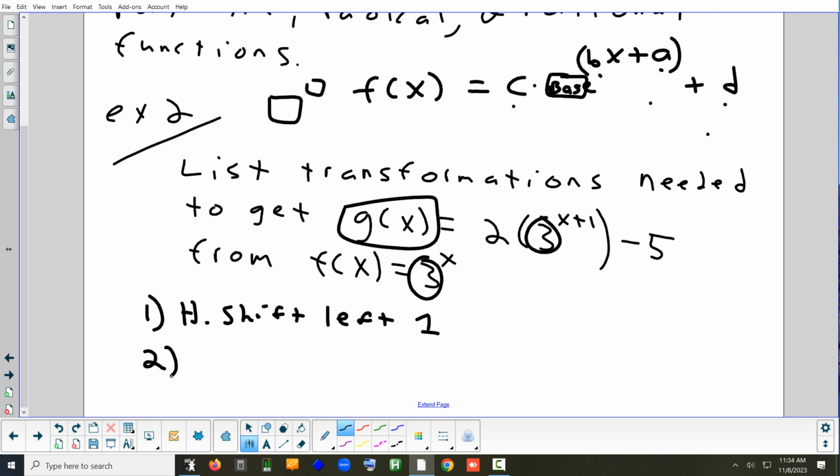Can someone tell me the second thing that's happening? Second thing that's happening is, well, nothing. It's just a 1. So we can ignore B. So we skip B and then we go right to C.